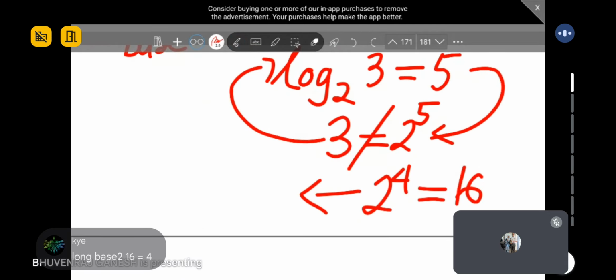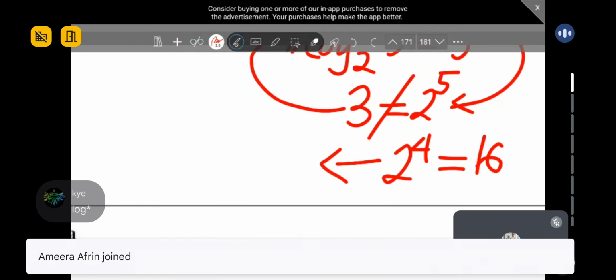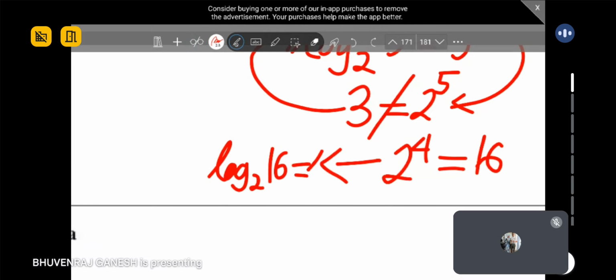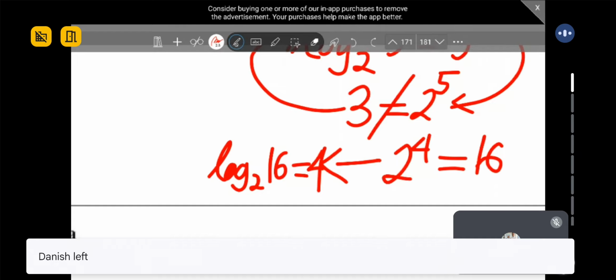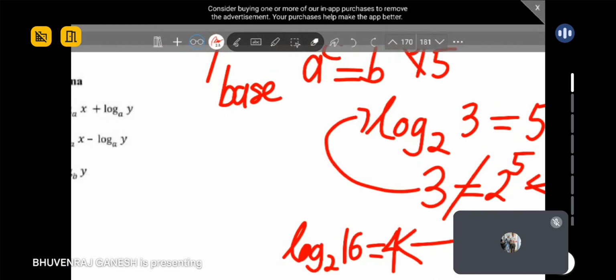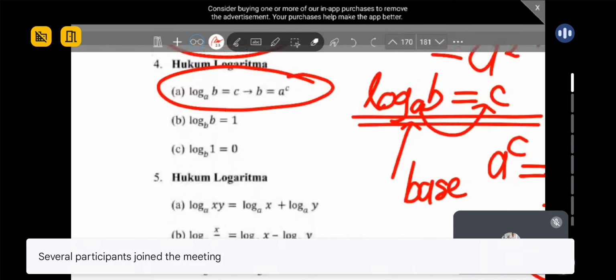Okay. Log base 2 16 equal to 4. Yes. Very good. Okay. Your answer will be log base 2 16 equal to 4. Boleh faham guys? So guys, this is where we use the indices rule guys. Okay. Nanti kamu akan nampak there is another rule over here. How to get log 2 16 equal to 4. You check and see. There are two ways actually.